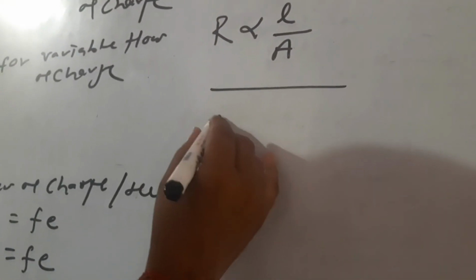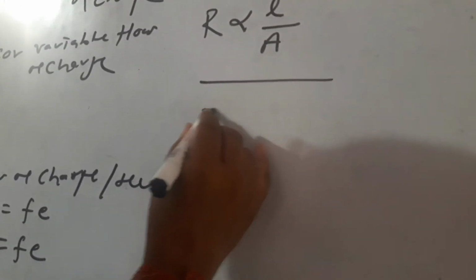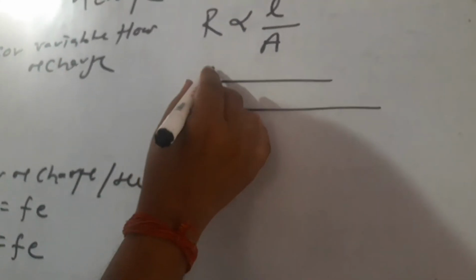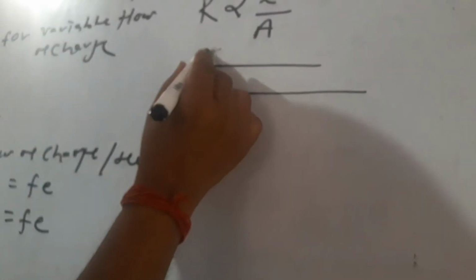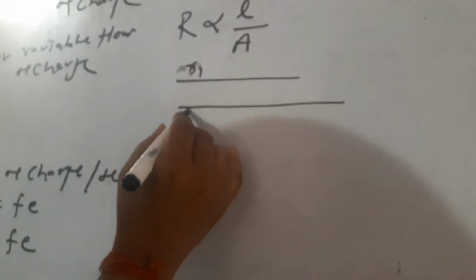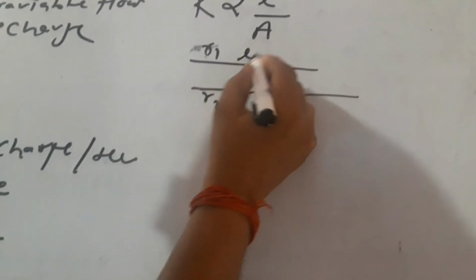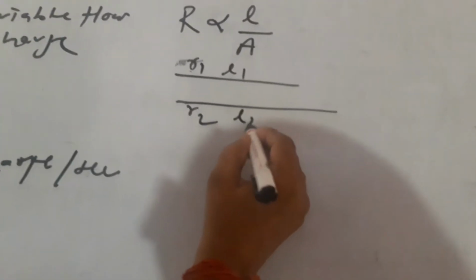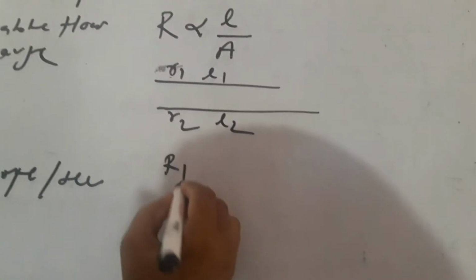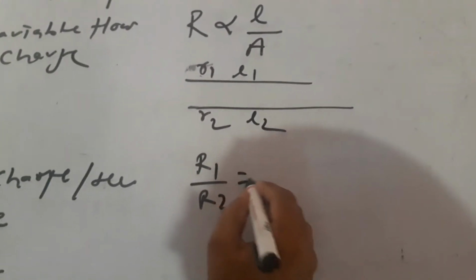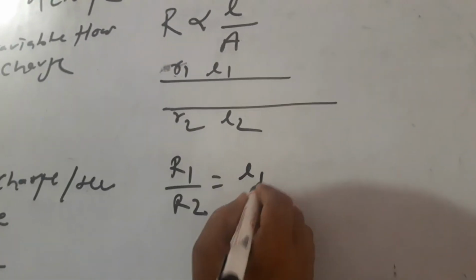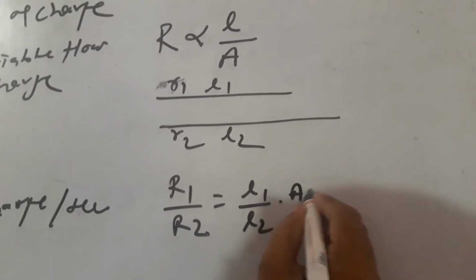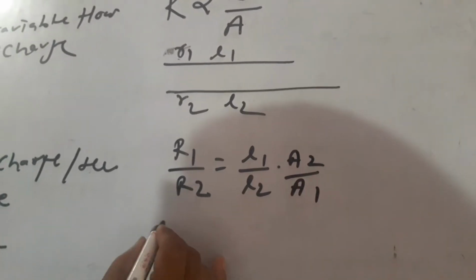To compare resistances of two conductors, if radius of conductors are r1 and r2 and length of conductors are L1 and L2, resistance R1 upon R2, the ratio of resistance R1 upon R2 for two conductors, is equal to L1 upon L2 into A2 upon A1.